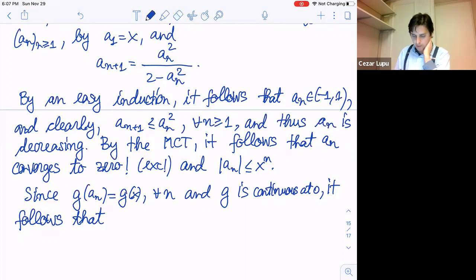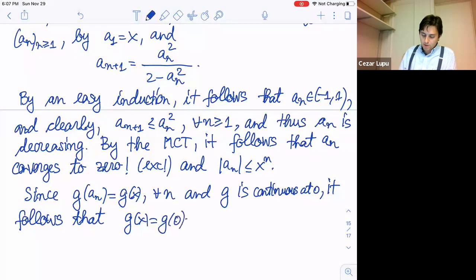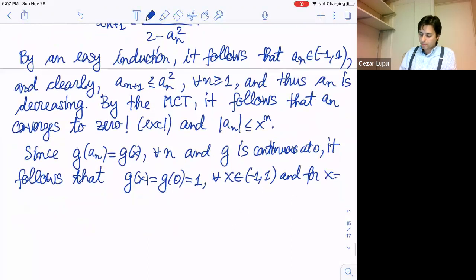So it follows that if you pass to the limit as n approaches infinity, we get that g of x will be g of 0. But g of 0 is nothing else than 1 for all x in (-1, 1). And also for x equal to plus or minus 1 by continuity.